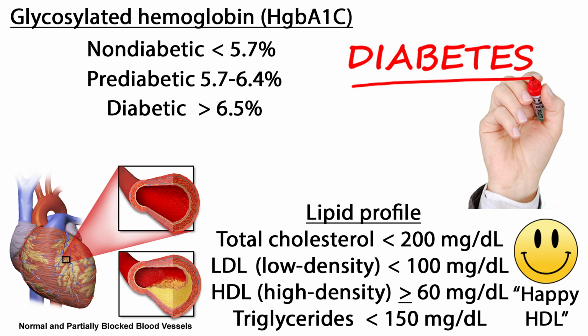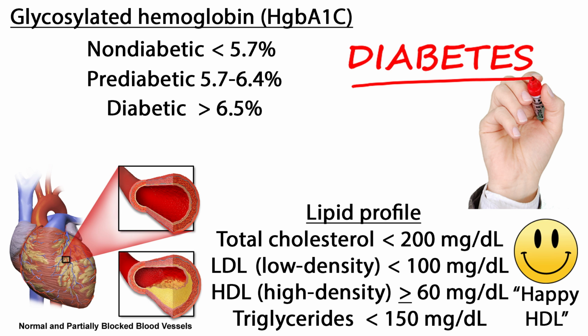A lipid profile is used to help predict a patient's risk of developing heart disease. The total cholesterol measures all of the cholesterol in the lipoprotein particles, and the desirable range is less than 200 milligrams per deciliter. The low-density lipoprotein, or LDL cholesterol, measures the cholesterol in LDL particles and is called the bad cholesterol because it is the main source of cholesterol buildup and blockage in the arteries, contributing to atherosclerosis. LDL should be less than 100 milligrams per deciliter.